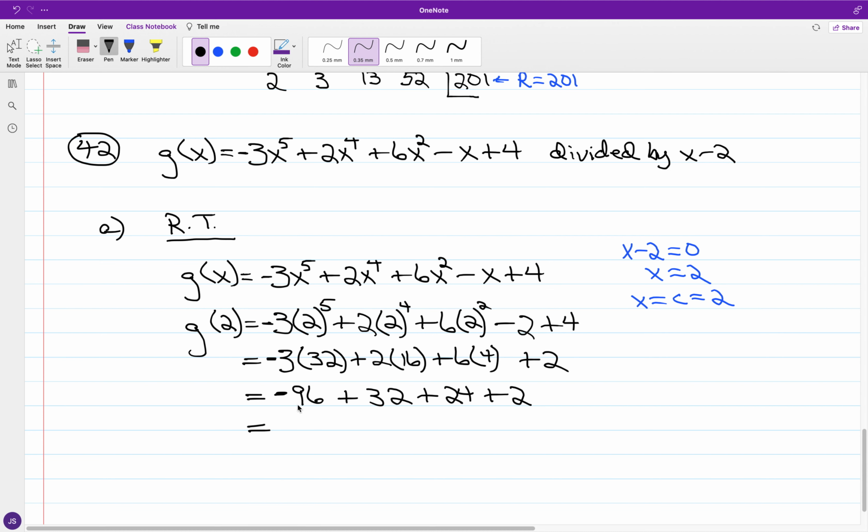So you got negative 96 plus 32, that would be negative 64. Negative 64 plus 24 is negative 40, plus 2, so that will come out to negative 38.